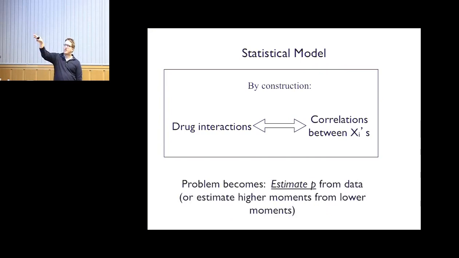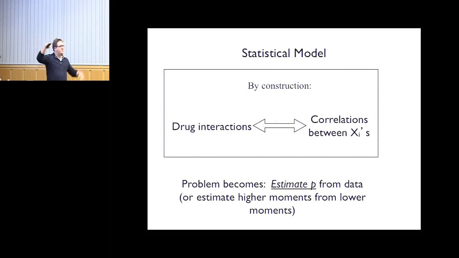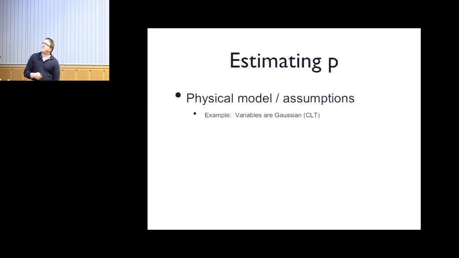The problem now becomes we need to estimate this probability distribution, this unknown distribution I'll call P, from the data. Or to say this in another way, we need to estimate higher order moments, the effects of a large drug combination, in terms of lower order moments, the effects of smaller drug combinations. Okay? And there are several ways to do this.